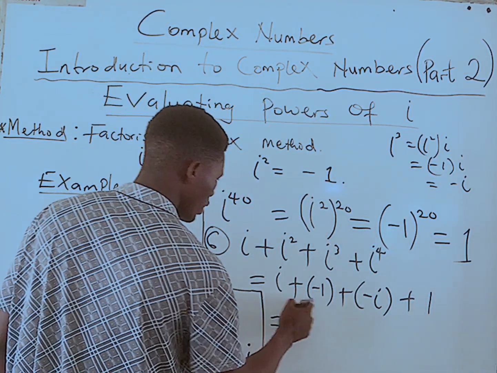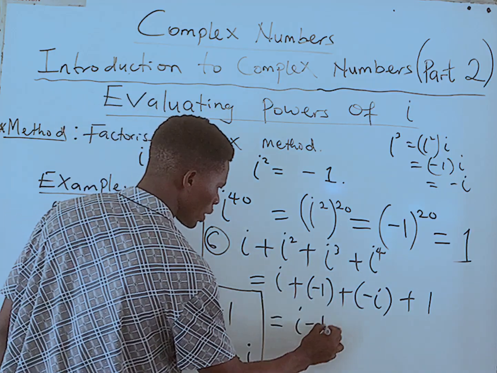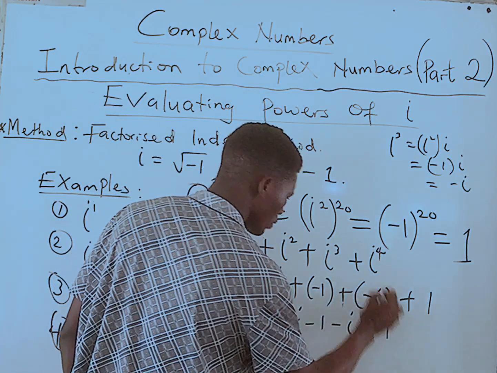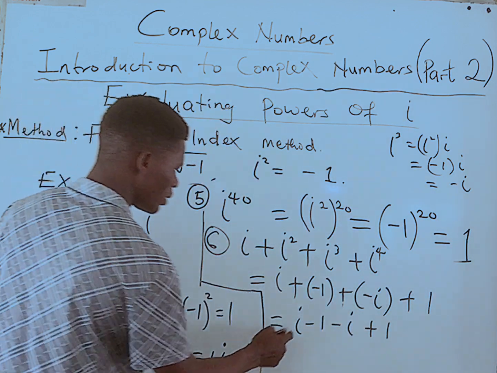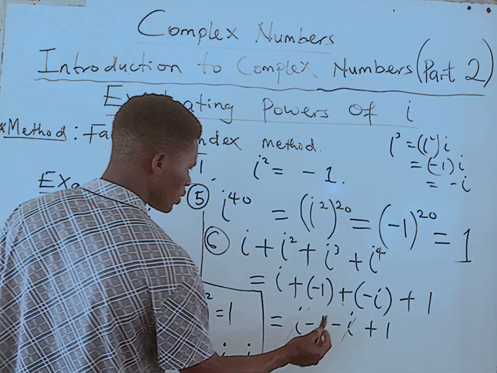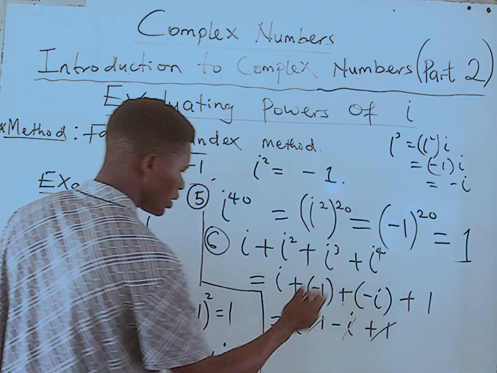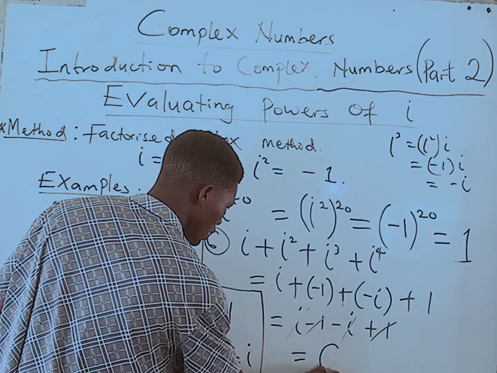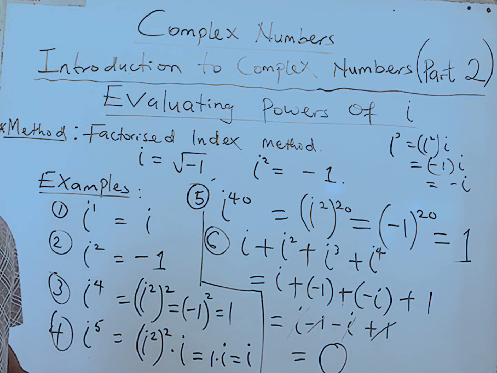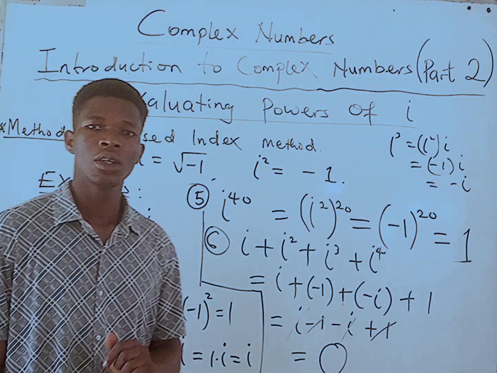So we have i, plus times negative is minus 1, plus times negative again is minus i, then we have plus 1. So we have i minus i, and that cancels out, and we are left with minus 1 plus 1, which also cancels out, which gives the answer to be 0. So it is as simple as that.